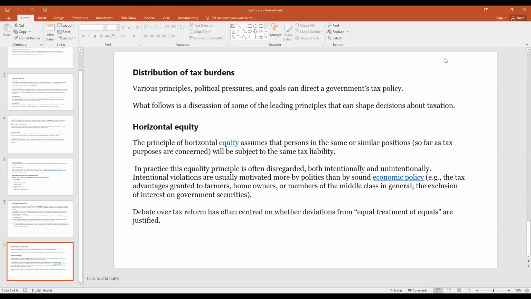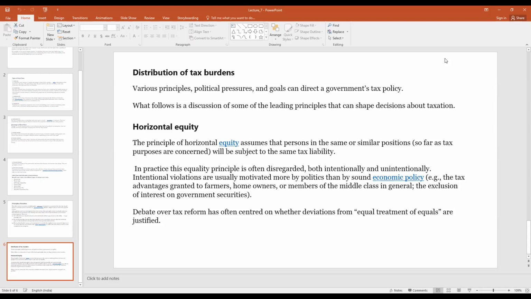Then the goals of the government. What are the goals of the government? To achieve the equilibrium between collection of taxes and government spendings, or government expenditure. To enhance the government expenditure, the government has to enhance the total revenue collected from both direct and indirect taxes. That is a goal they have to keep in mind.